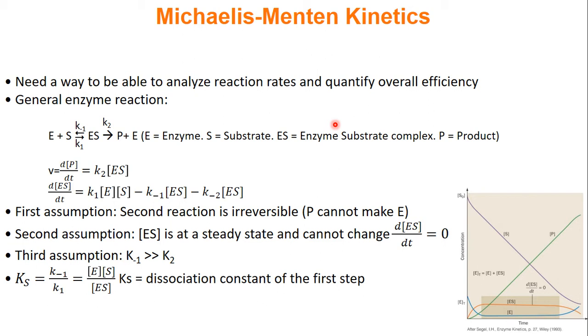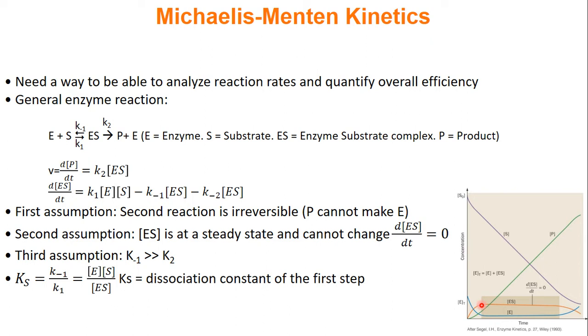So to do Michaelis-Menten kinetics, to make an equation for enzyme kinetics, we need some assumptions. Our first assumption in Michaelis-Menten is that our second reaction is irreversible. That is, once we make product, we cannot go back. So that's one assumption for Michaelis-Menten. Two, the amount of ES is not going to change. It's going to be at a steady state. So our change in ES over time is actually equal to 0.